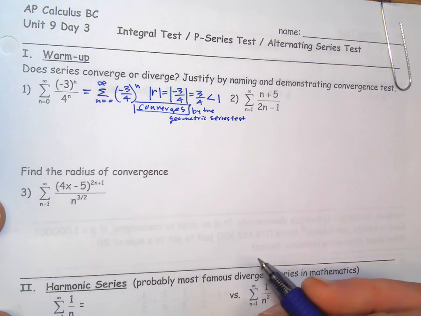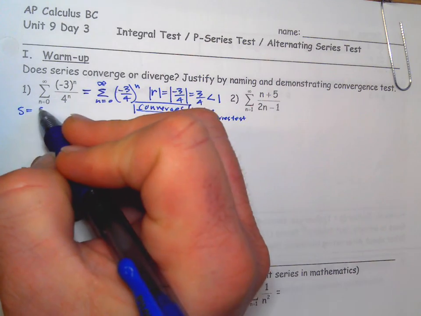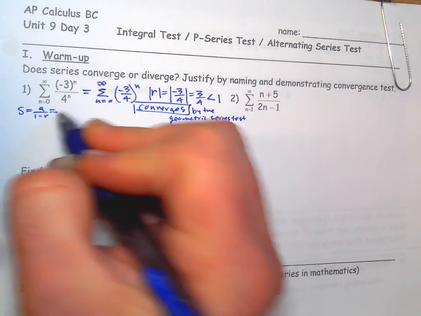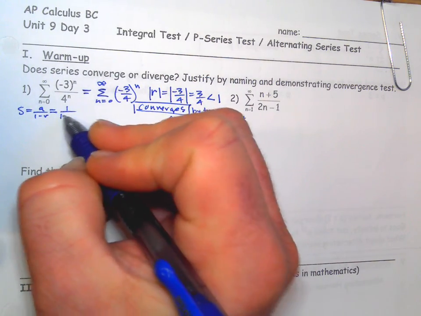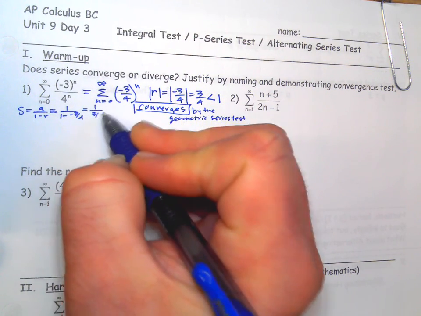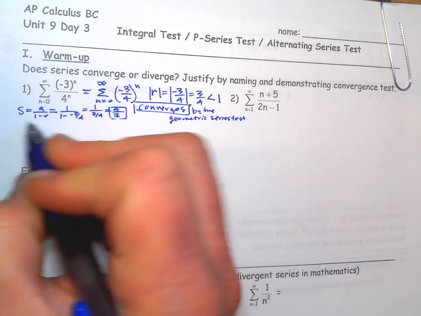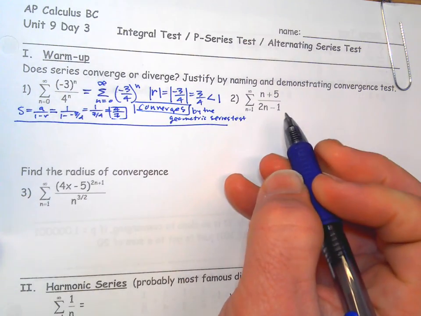You could also find the sum, which is something I'll probably have you do on your next test. You could find the sum as a over 1 minus r. The a value is 1. The r value is negative 3/4. It's 1 over 7/4, so it is 4/7. So that's the sum. The only kind of series that I ask you to find the sum of is a geometric series.